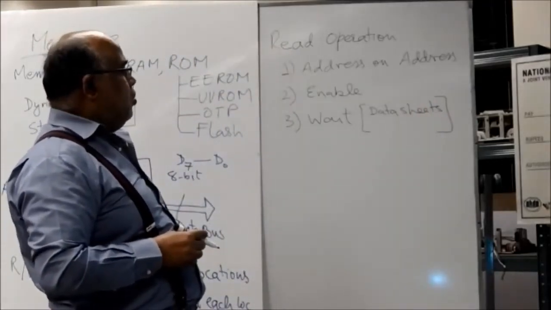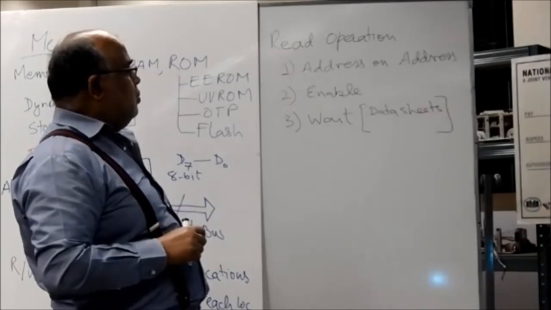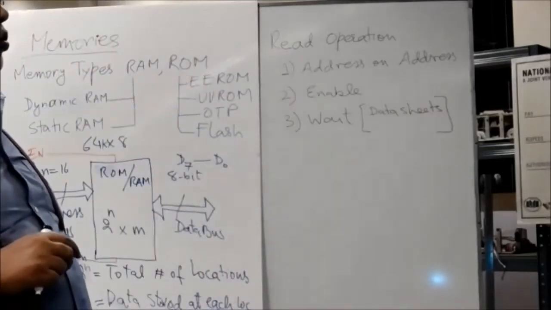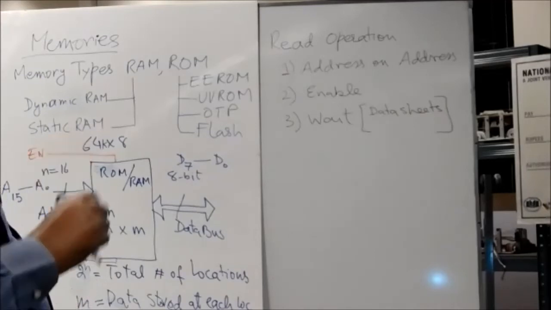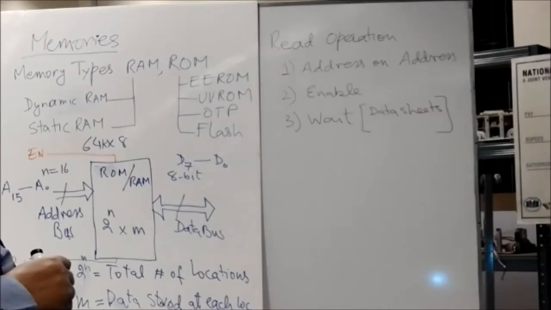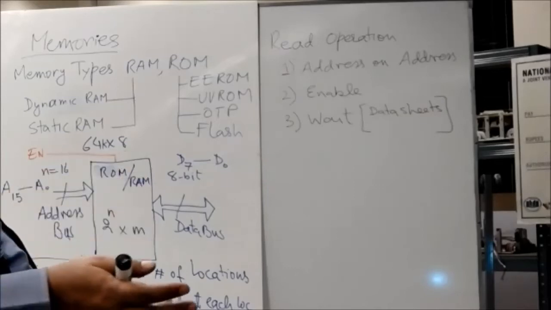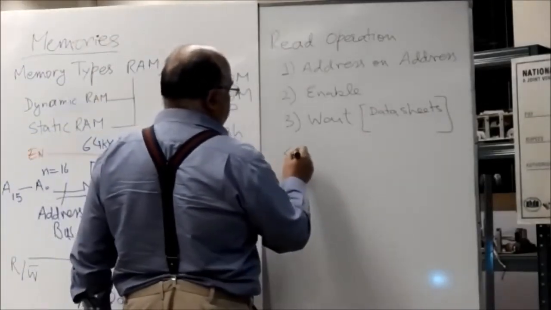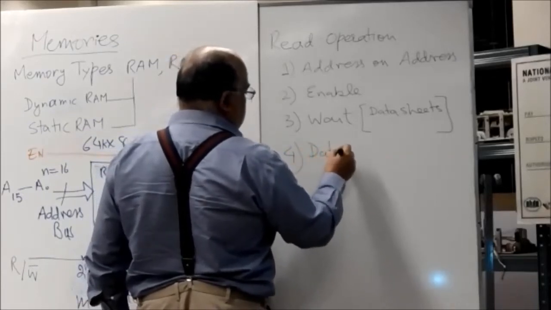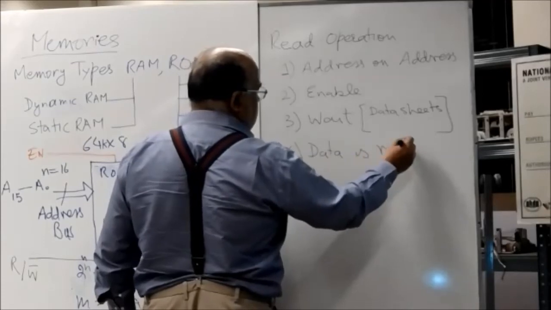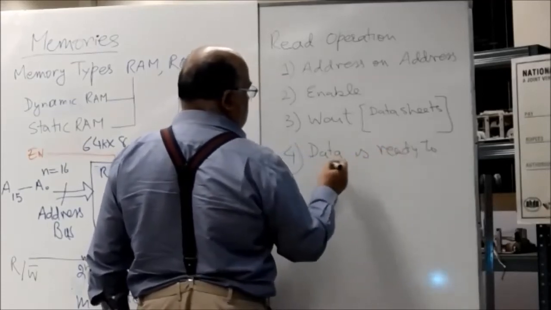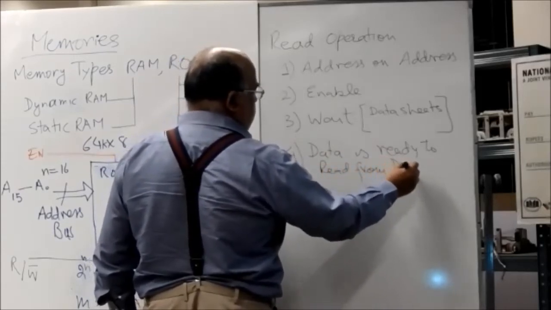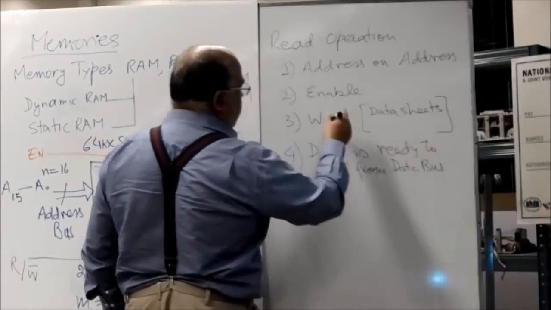When you install a RAM or a ROM inside your computer, there is a small little hardware on the motherboard which finds out how much wait time this memory has, how long to wait. So once you give an address, it takes time to give you the data. So after the wait, the data is ready to read. If you cannot read it before this wait time.